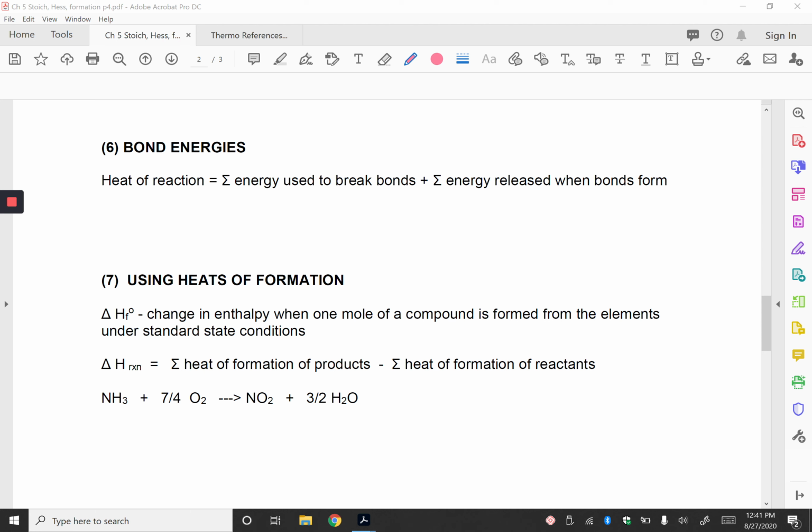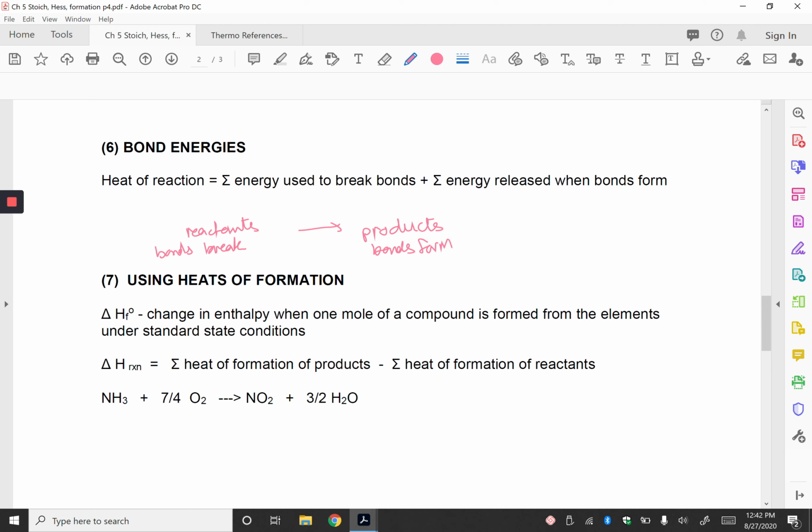But when you have a reaction, you take your reactants and you of course form products, right? The reactant bonds break and then the product bonds form.